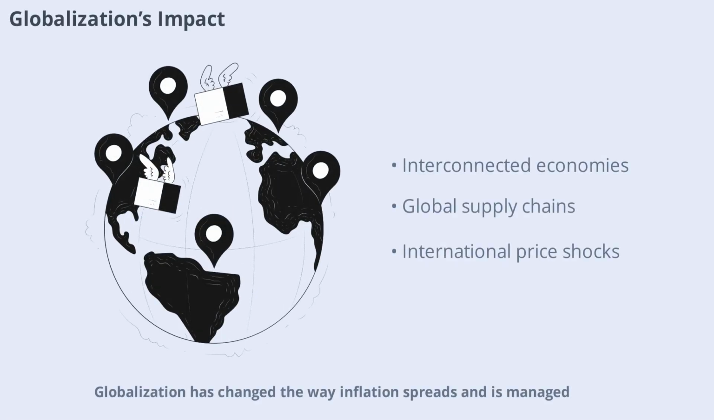Globalization has changed the way inflation spreads and is managed. With interconnected economies, a price shock in one country can quickly ripple across the globe. For example, a disruption in the supply of a key commodity like oil can affect prices worldwide. Global supply chains mean that inflation is no longer just a local issue, it's a global one. Policymakers must now consider international factors when addressing inflation.